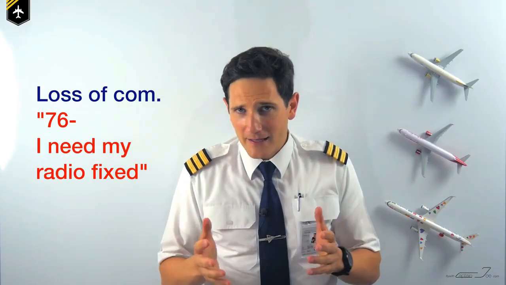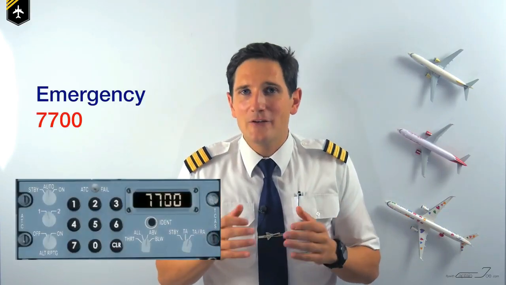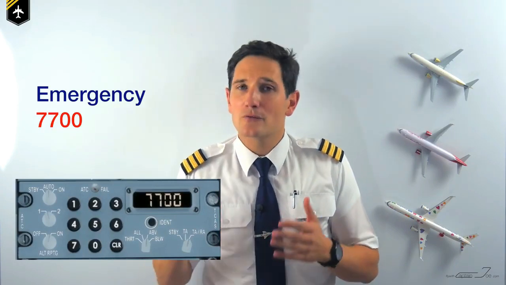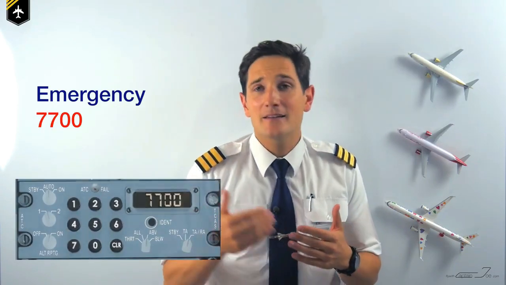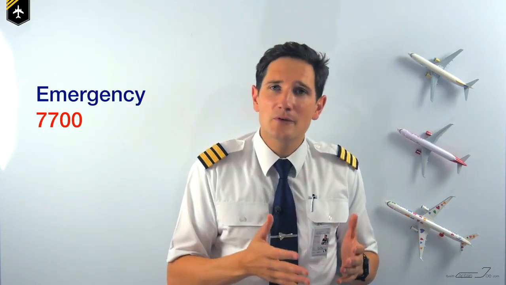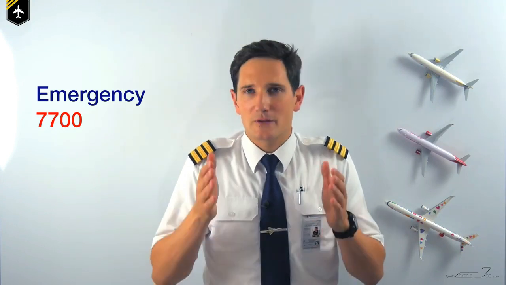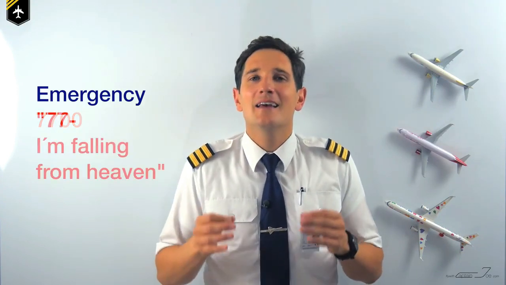The third and last of these famous 3 is 7700. Indicating that you have an emergency of some sort, requesting immediate attention and assistance by ATC. So ATC will immediately try to help you by giving you directions towards your nearest airfield and much more. So to memorize this one, say: 77, I'm falling from heaven.